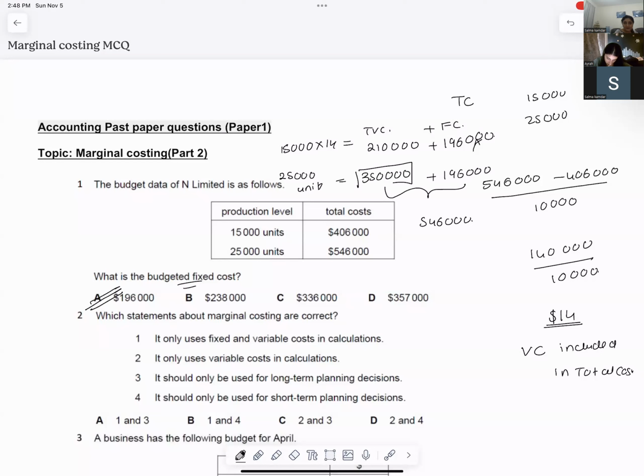Did you understand this sum? Yeah, miss. So basically, when you have the total cost given, you will find the variable cost included in the total cost.